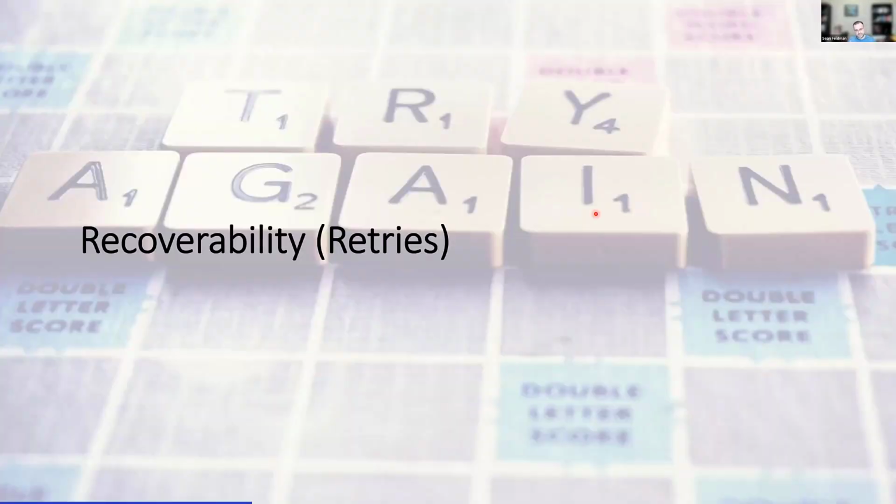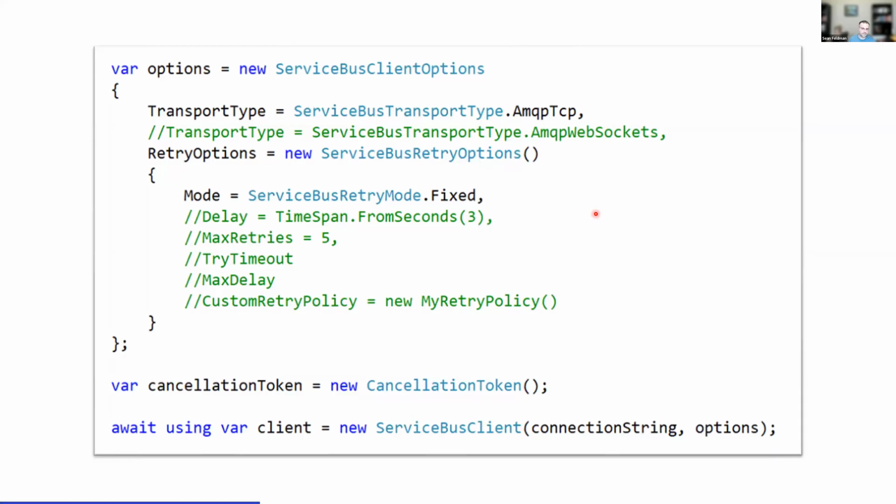Now, there's a concept of recoverability, because again, we're talking to a remote broker, and failures will happen. The concept of retries is baked into the client itself. Some basic retries. And just to show you the example, the retries are standardized on the level of the Service Bus client and propagated into receivers, senders, or a processor. They could be overridden if you want. And usually it handles all the intermittent problems.